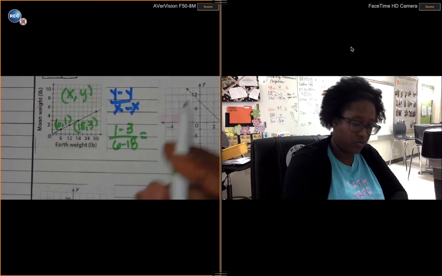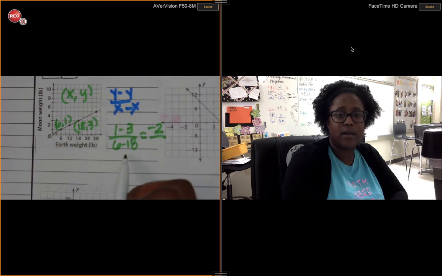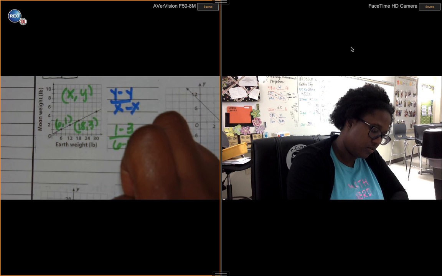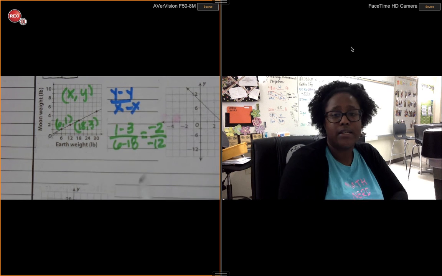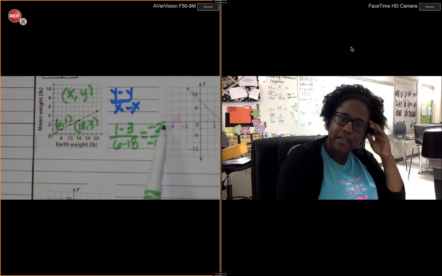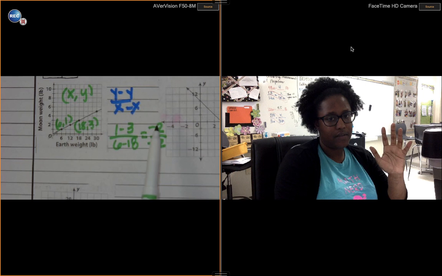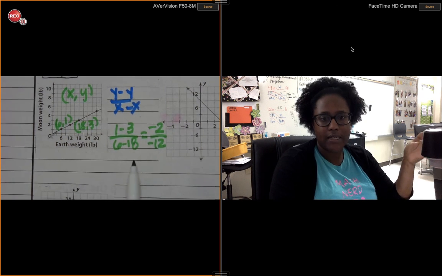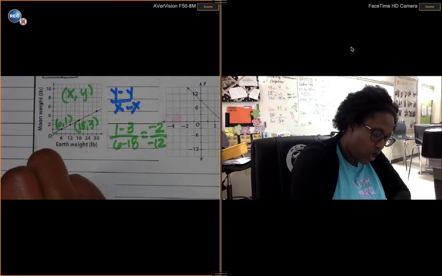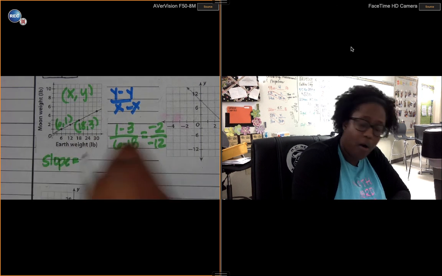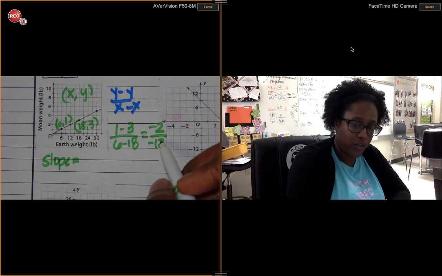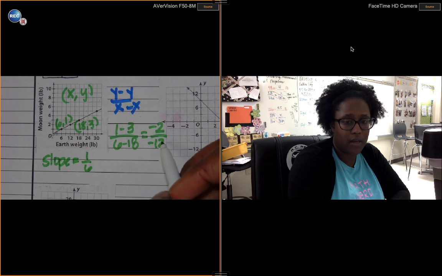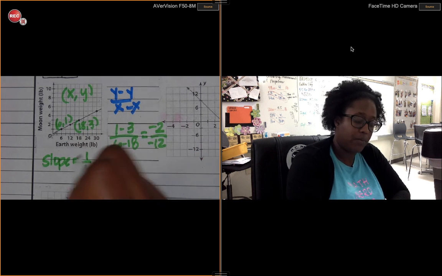Okay, so 1 minus 3 is negative 2. And 6 minus 18 is negative 12. Now, I have a negative and a negative. A negative divided by a negative or multiplied by a negative is a positive. So my slope here is going to be a positive number, and then I'm going to reduce this. It would reduce to 1/6 because 2 divided by 2 is 1, and 12 divided by 2 is 6. So this would be a positive 1/6.